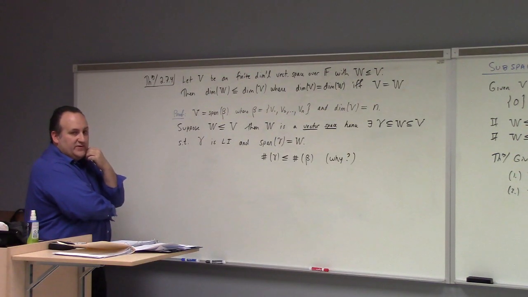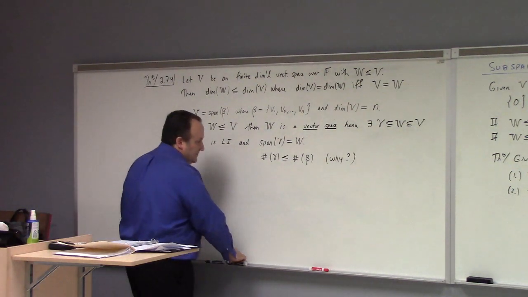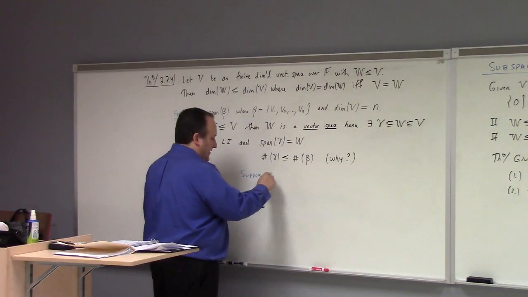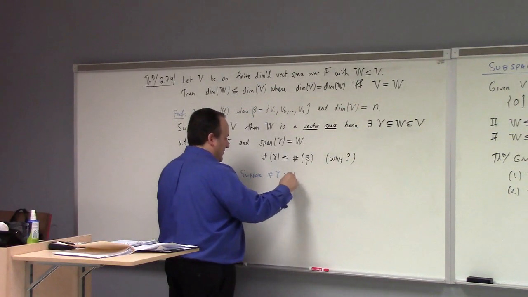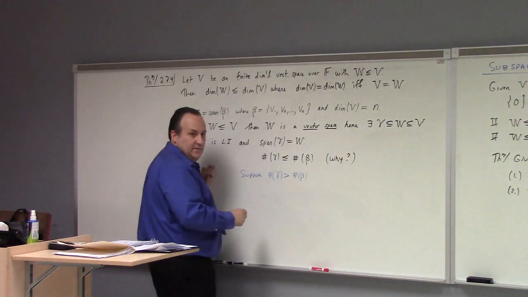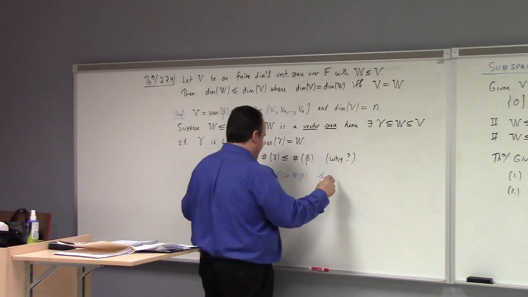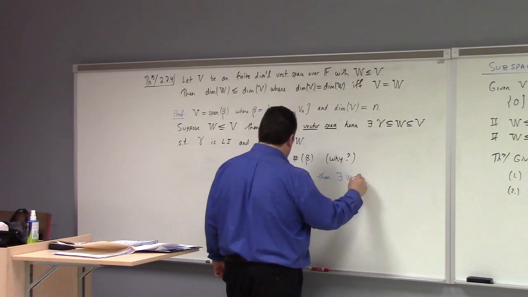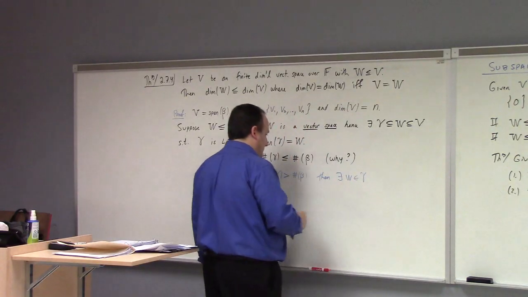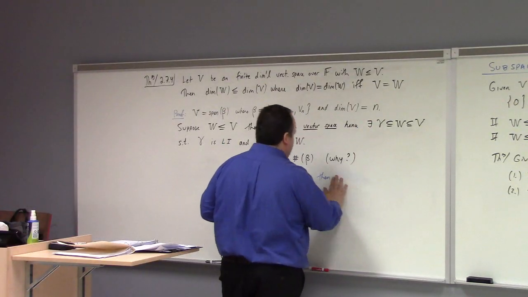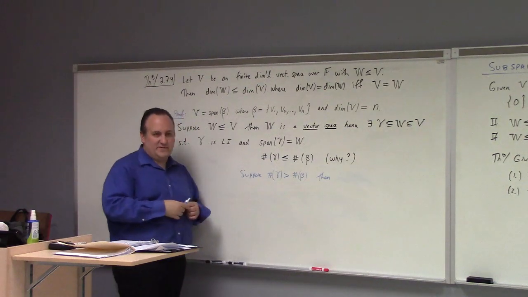I mean, how about this? What if we assume otherwise? Like, what would that mean? Towards a contradiction, right? Suppose the number of things in gamma is greater than the number of things in beta. Then there exists, let's say, W in gamma. I'm trying to think of how to say this. I should be able to get a contradiction of linear independence of beta from this.